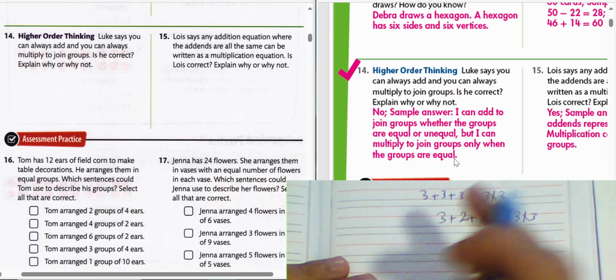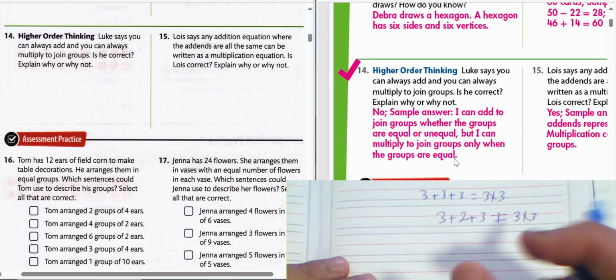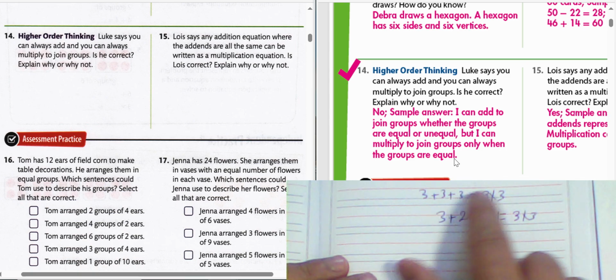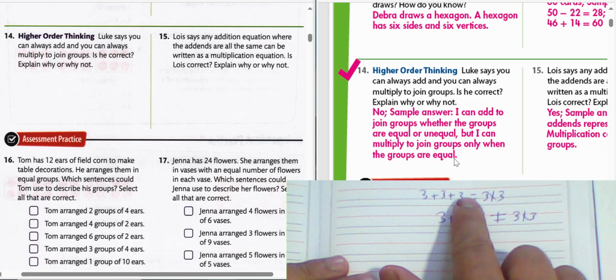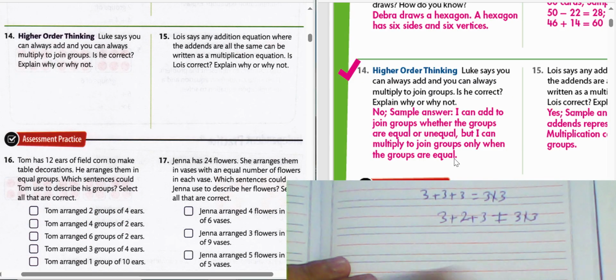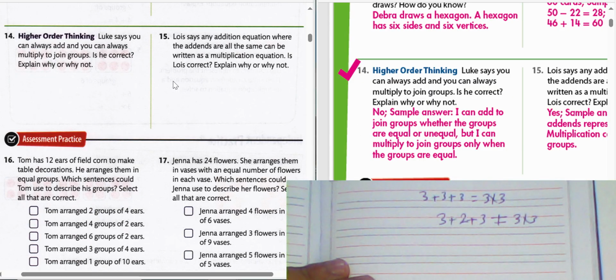Okay, I can add to join groups whether the groups are equal or unequal. We can find the result by addition. Sometimes the elements are equal or not equal, but I can convert from addition to multiplication if all elements in each group are equal, like 3 plus 3 plus 3 equals 3 times 3, because 3 is repeated 3 times.